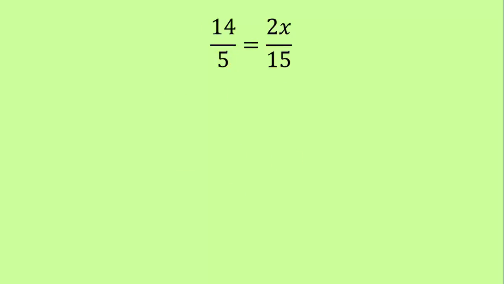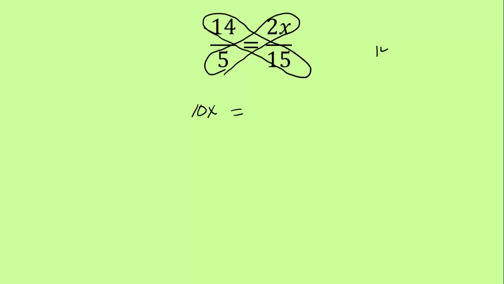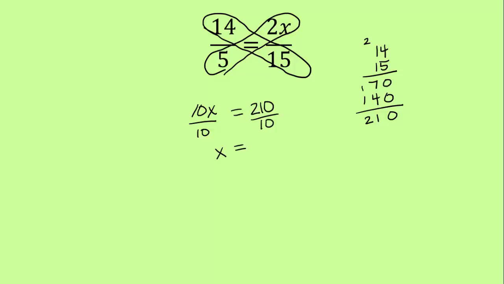Here's another example. This time we've gotten 2x. No problem. It works the same way. Find the cross products. 5 times 2x is 10x. 14 times 15. Well, let's just work that out. 10x equals 210. So we divide by 10 and find that x is equal to 21. That's our final answer.